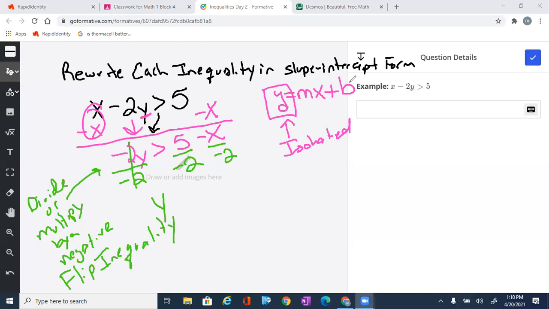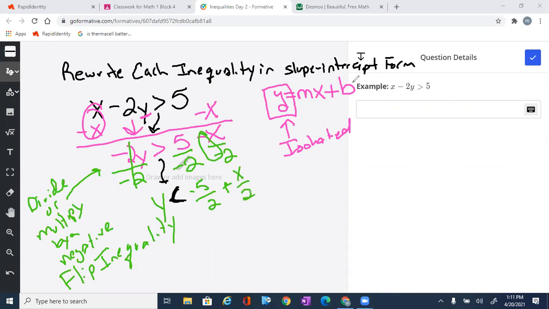And what we are going to do now is we are going to take this inequality and we are going to flip the inequality because we divided by a negative. And then after we do that, once we flip that inequality, we just keep writing it out. So we're just going to write negative 5 over 2. And negative divided by a negative is a positive x over 2.